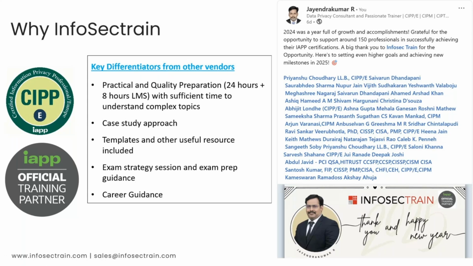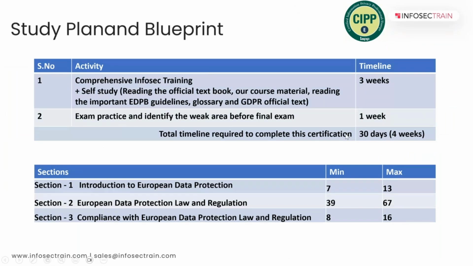All right. Also, I want to quickly give you a glimpse of the course coverage. As I told you, there are three major sections. The first is introduction to European data protection. This is about the history and the European Union institutions. Here we have a minimum of 7 questions and a maximum of 13 questions. Then comes European data protection law and regulation. This is the actual GDPR law, which is going to be the crux of this entire exam. You will get almost 60 to 65% of questions from this topic, even 70%. And the last section is the application of GDPR.